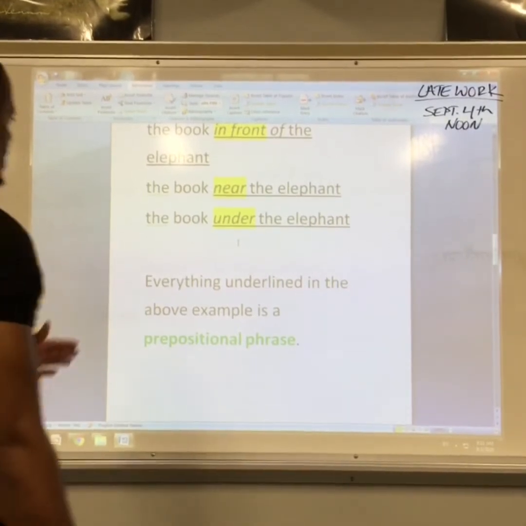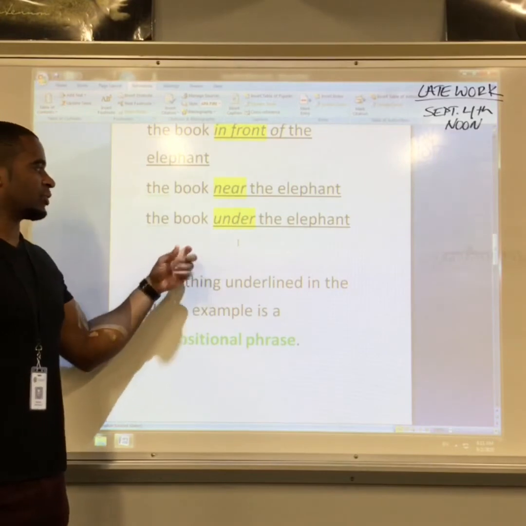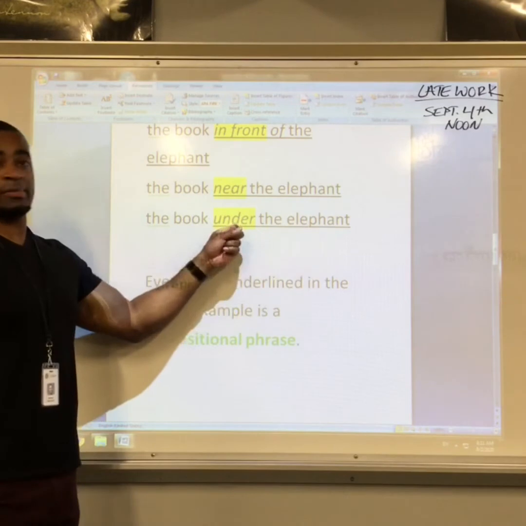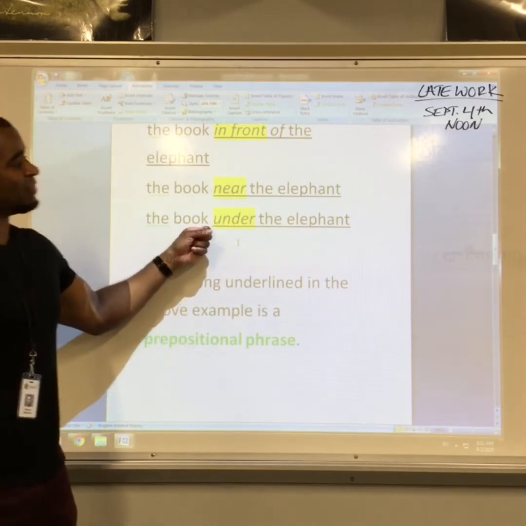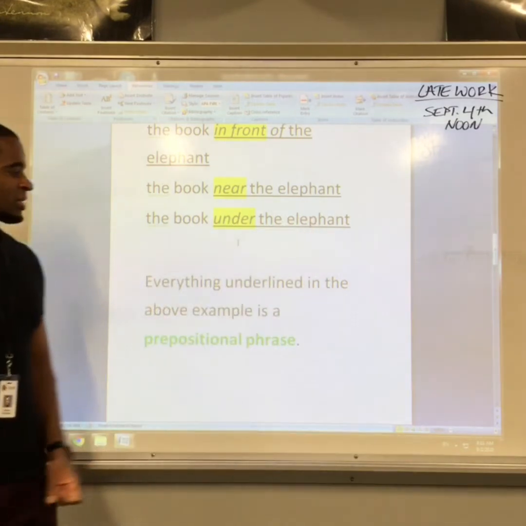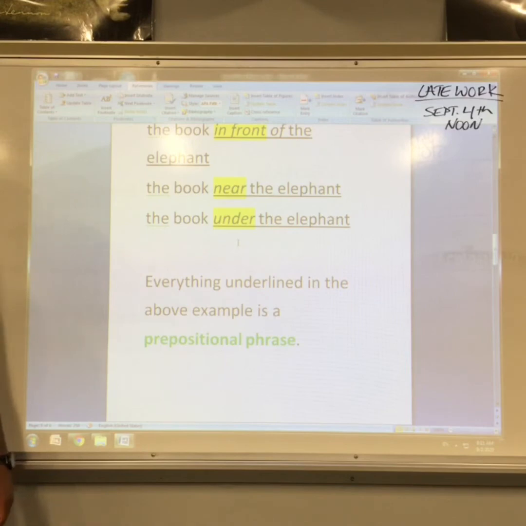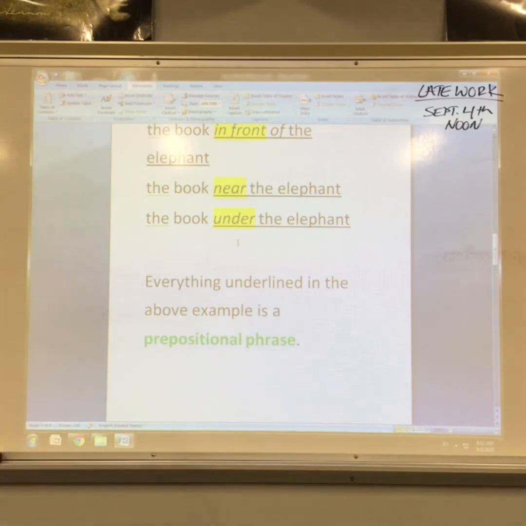So everything that's underlined is a prepositional phrase. We established the nouns, book, elephant, the preposition, the word in the middle that establishes the relationship. The entire underlined thing is what is known as a prepositional phrase, and you will be identifying prepositional phrases today in your assignment. Okay? Under the elephant, near the elephant, in front of the elephant. Okay? All examples of prepositional phrases.